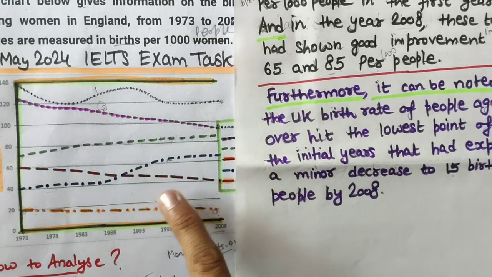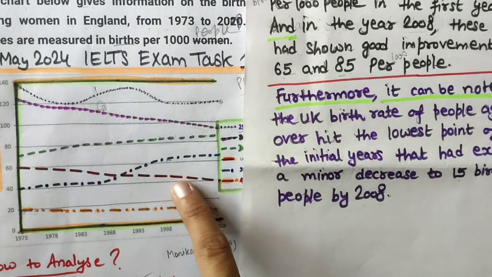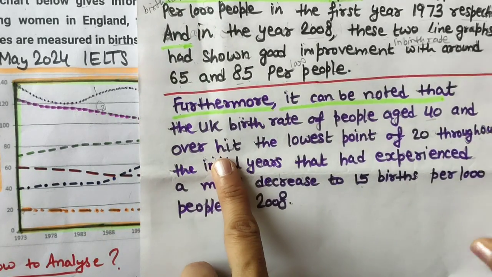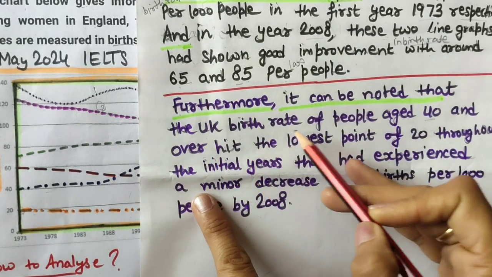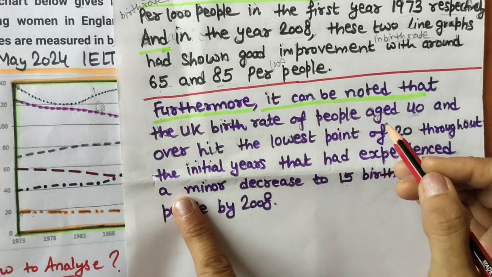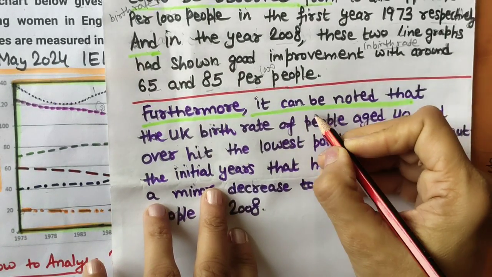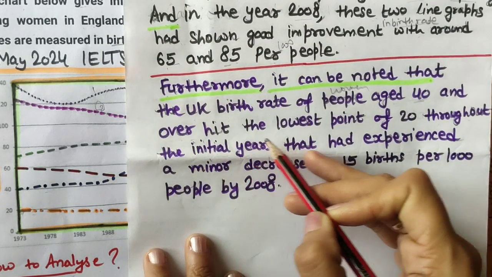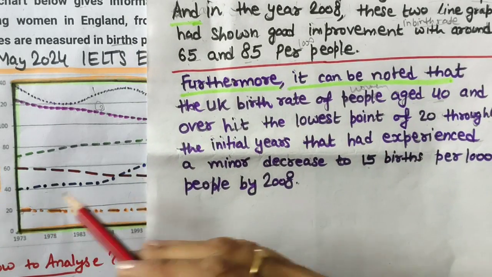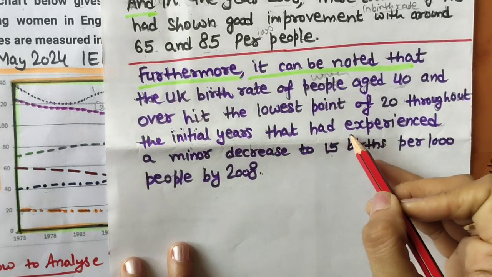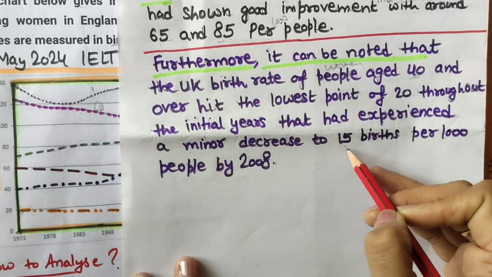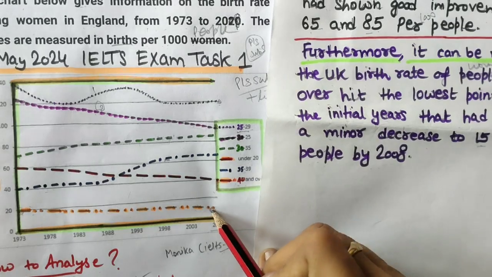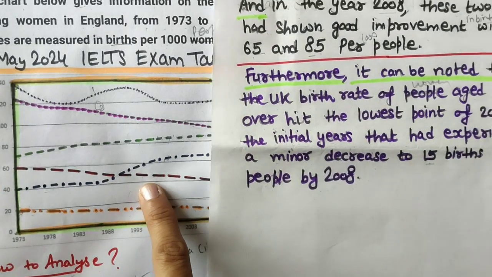Now the last line, I think I have forgotten to write about this line. You should write it. Now the last important line, that is the downward trend. Furthermore, it can be noted that the UK birth rate of women, it is not people, it is women, aged 40 and above, 40 and over, hit the lowest point of 20. See this, throughout the initial years, that had experienced a minor decrease to 15 births per 1000 people by the year 2000. And this line I have forgotten to write.